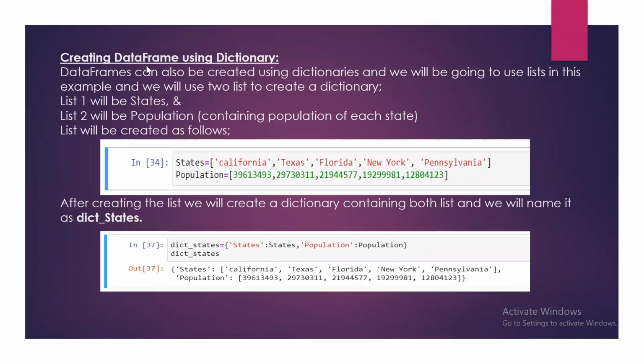We will first create two lists and use these two lists to create a dictionary, and that dictionary will be used to create data frame. So we will create a list of names of the state and a second list of the population of the respective states, and then these two lists will be used to create a dictionary, and then that dictionary will be used to create data frame. So let's create the dictionaries first, as shown in the example.